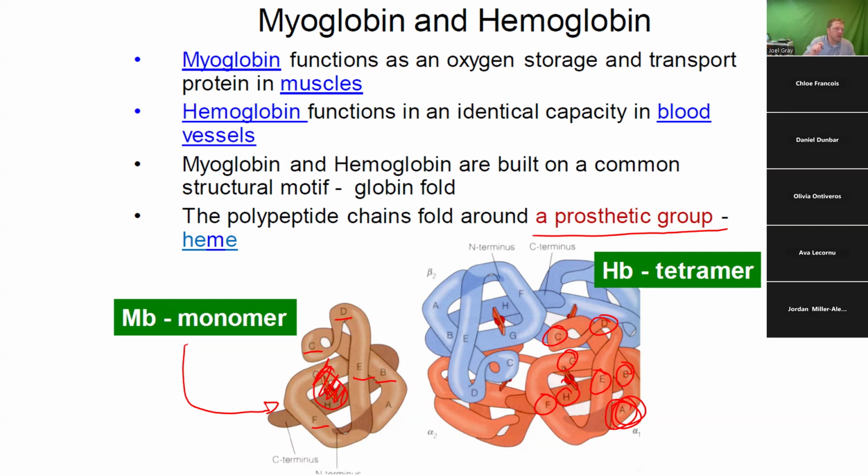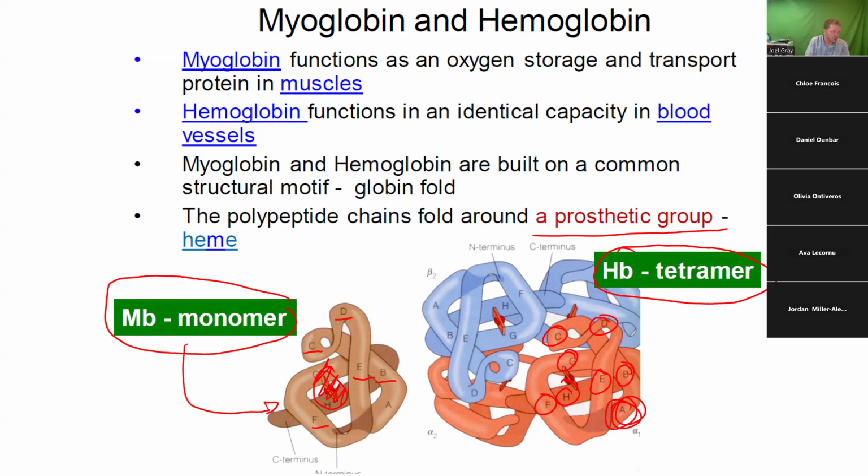Now, one thing that has been misleading in the past, and I always say this, is that myoglobin is a monomer. Hemoglobin is a tetramer. This is kind of application. Hemoglobin has a quaternary structure because it's made up of 4 different polypeptides. Myoglobin does not have a quaternary structure because it's only made up of 1 polypeptide.